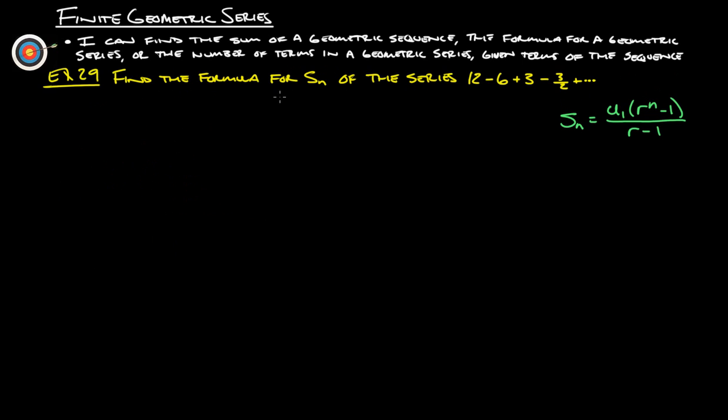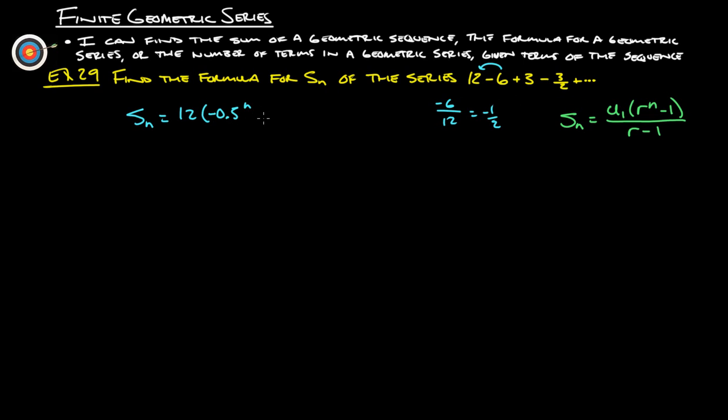Number 29. Find the formula for S of n of the series 12, negative 6, 3, negative 3 halves, all the way on to infinity. Let's use our formula here. S of n equals the first term, which is 12, all times the rate. So we have to figure out what the rate is. Negative 6 divided by 12 is negative 1/2. So it looks like we're multiplying by negative 1/2 each time. Negative 6 times negative 1/2 is 3. 3 times negative 1/2 is negative 3/2. So there's our rate, negative 1/2.